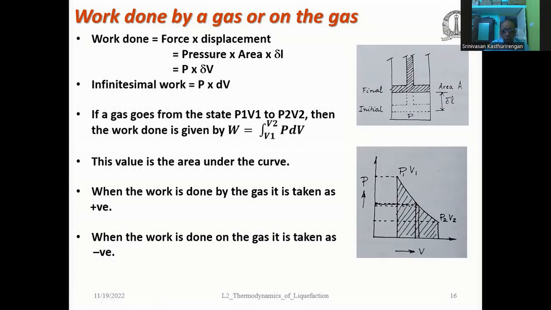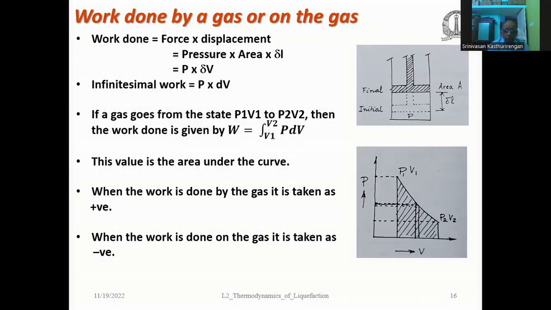We'll try to find out what the work done is. The work done is given by the formula force into displacement. Force is nothing but pressure into the area over which the force is applied, into the displacement, which is delta L. Area into delta L corresponds to the change in volume. Therefore, you can rewrite this as work done equal to pressure into change in volume. If you consider infinitesimal work, it is P into dV.